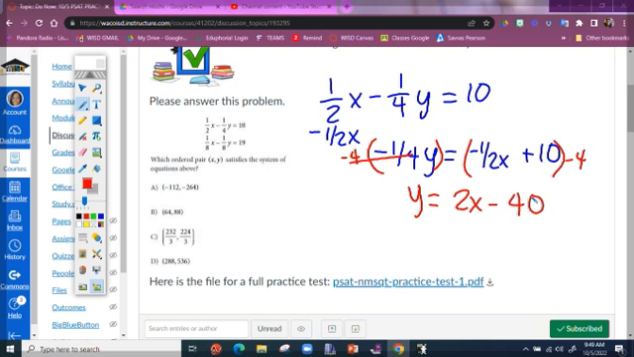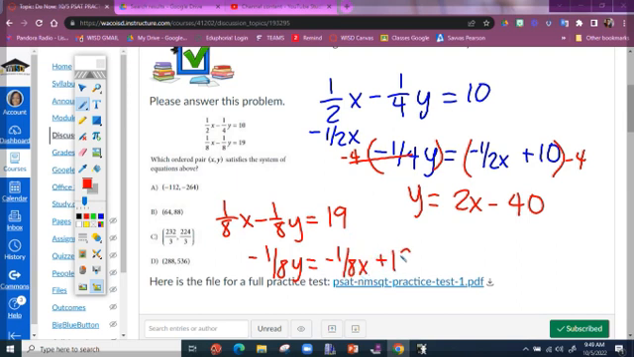So this time we have 1/8 x minus 1/8 y equals 19. So I'm going to subtract 1/8 x. So I'm left with negative 1/8 y equals negative 1/8 x plus 19. Notice how because 19 is positive, it's being added, not subtracted. Does that make sense? Okay, again, how do you get rid of a fraction? You multiply by its reciprocal. Okay, so I'm going to multiply both sides by negative 8.